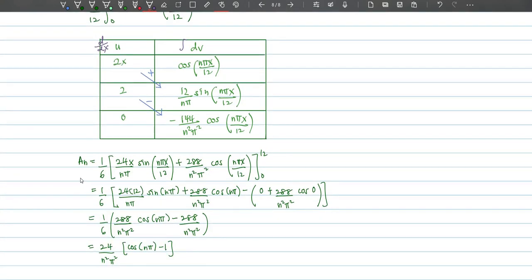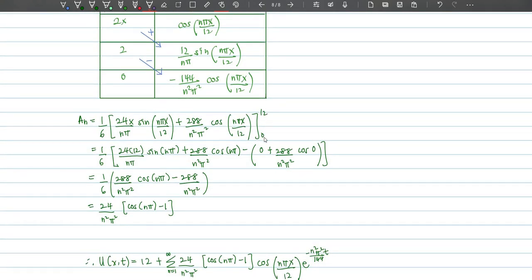Okay, therefore here we have a_n equal to 1 over 6, times 2x positive, positive, positive, so 24x over nπ sin(nπx/12), plus positive, negative, negative, 2 times 144, 288 over n²π² cos(nπx/12). Substitute the value from 0 to 12. Okay, substitute each one of them. So you will have this equation then. Okay, and simplify, we will have a_n equal to 24 over n²π² (cos nπ minus 1).